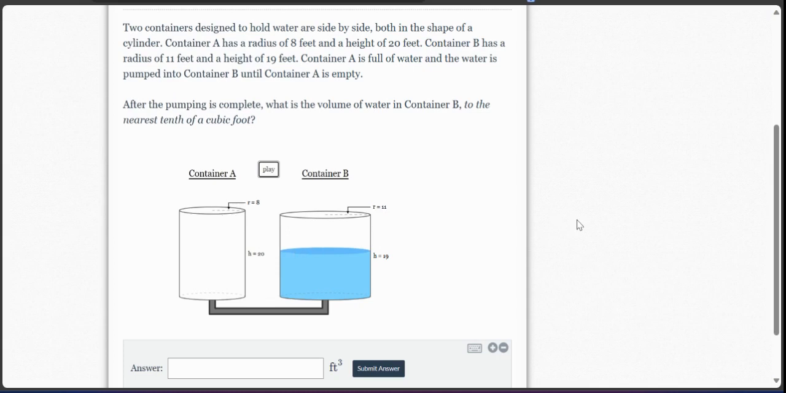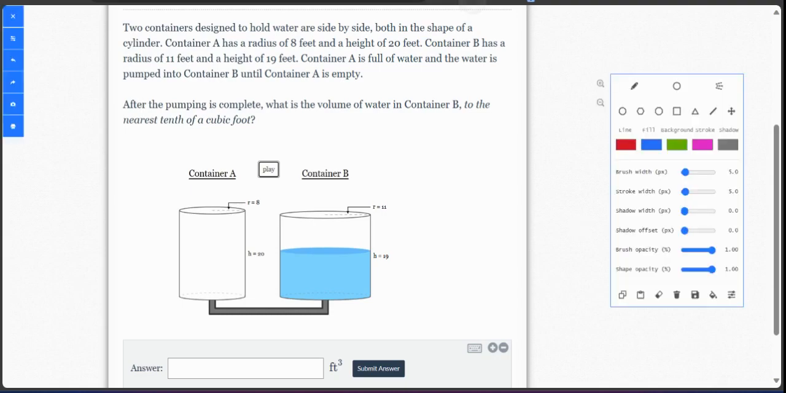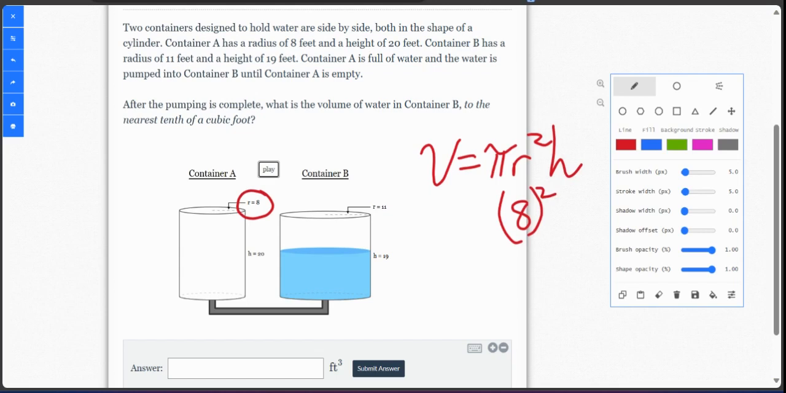So our volume formula is V equals pi r squared h. Now remember, we're taking the radius and height from container A, so your r is 8. So 8 squared. Your height is 20, so I'm plugging in 20. Bring everything else down. Now since I'm rounding to the nearest tenth of a foot, I can just do all this in one step. So I get my calculator.